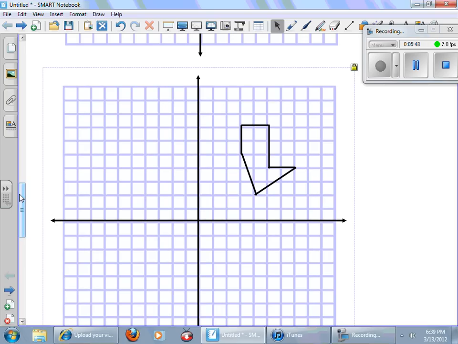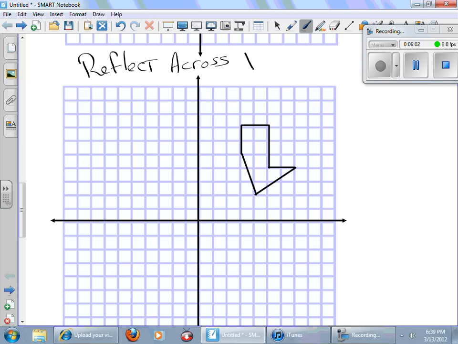Now, for this one, we're going to do a reflection. And reflection should be even easier. We're going to reflect it across the x-axis. Now, some of you get this stuff wrong. You've got to stick it on a brain cell and just not forget it.